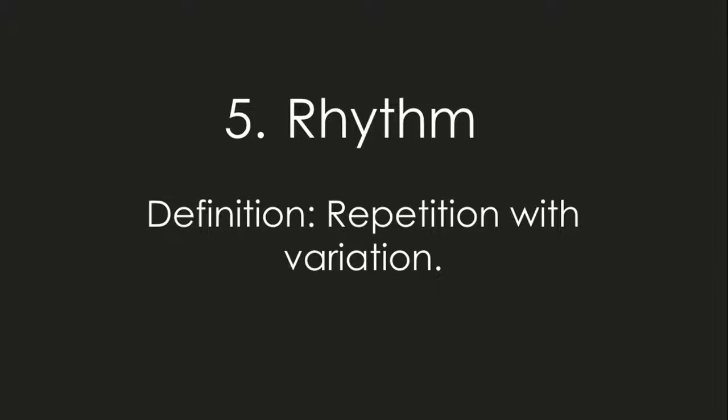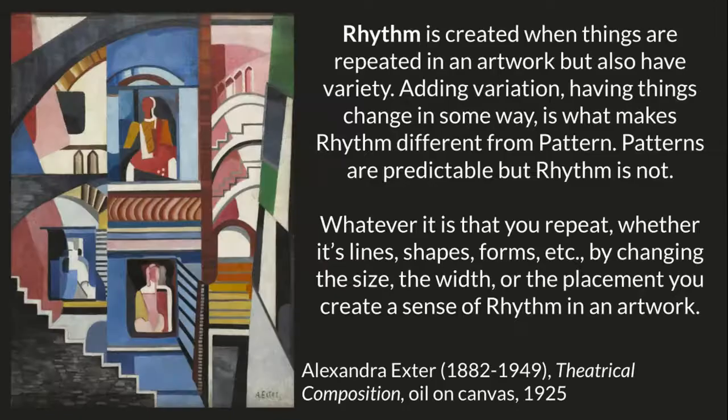Our next principle of art is rhythm. Rhythm is repetition with variation. So rhythm is created when things are repeated in an artwork but also have variety. Adding variation, which means having things change in some way, is what makes rhythm different from pattern.